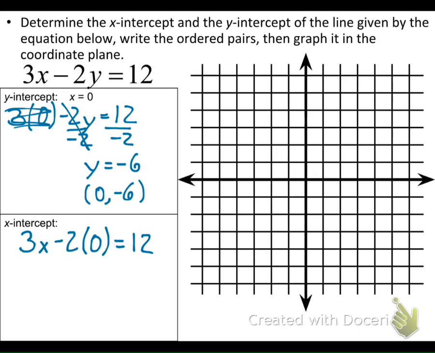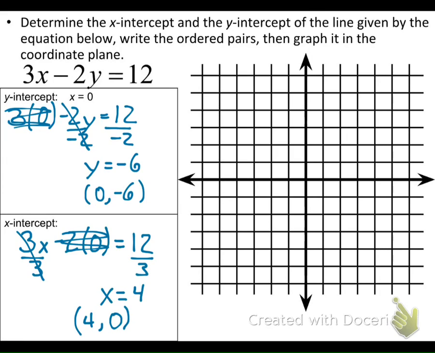Take out the negative 2 times 0 and divide by 3. Both sides? And what's that equal? 4. And what's the ordered pair going to look like? 4, 0. Perfect. And then when I graph it, I've got the x-intercept and the y-intercept.